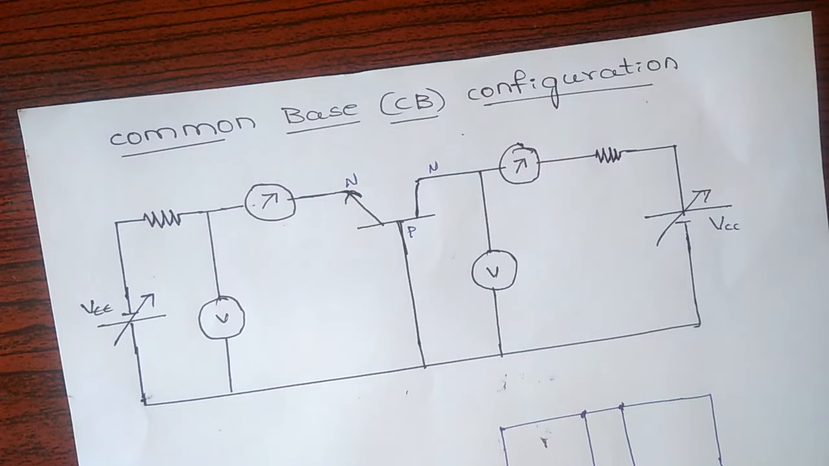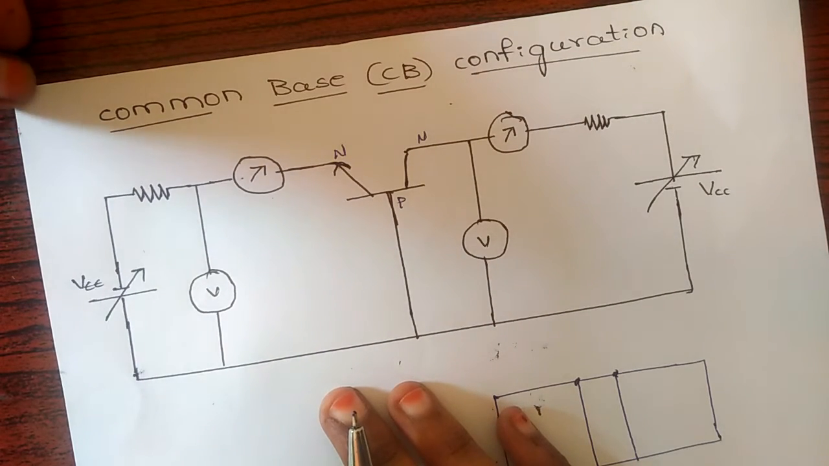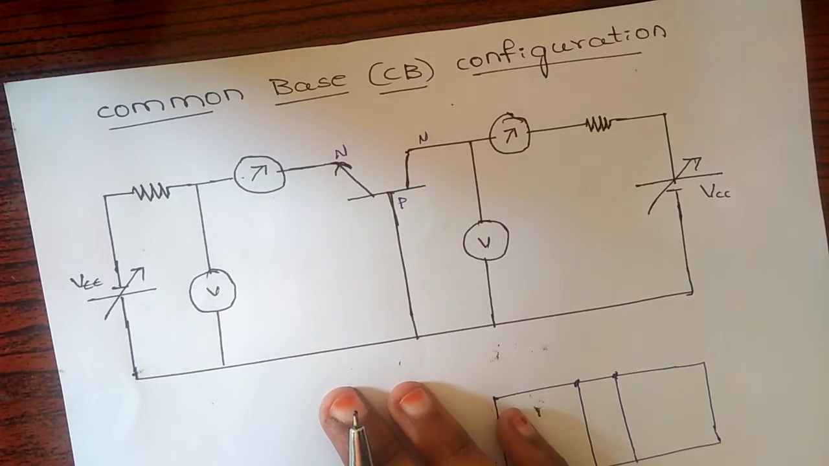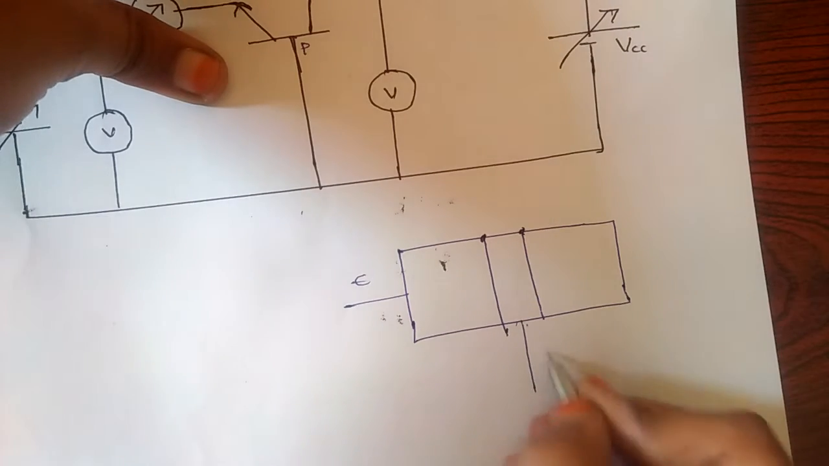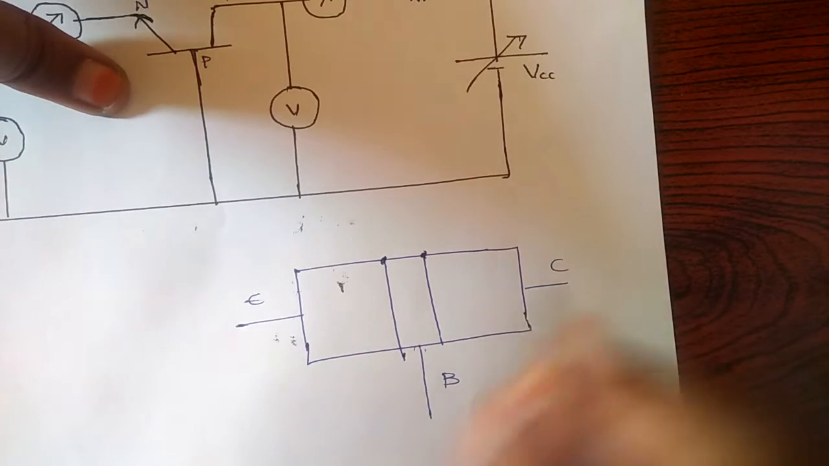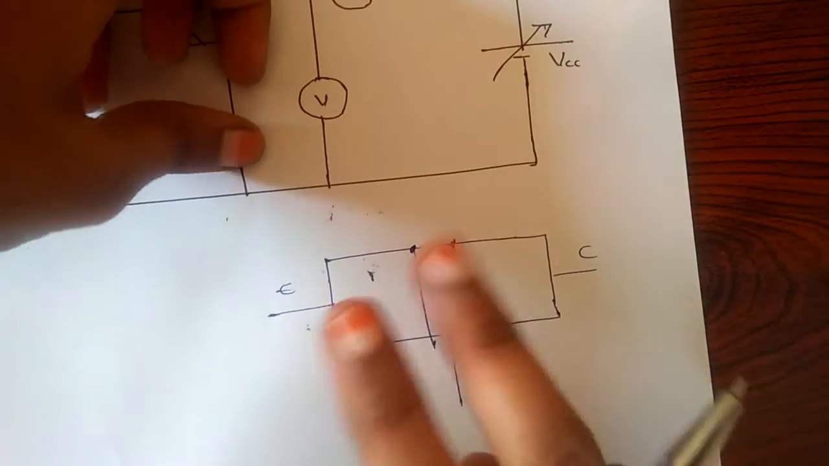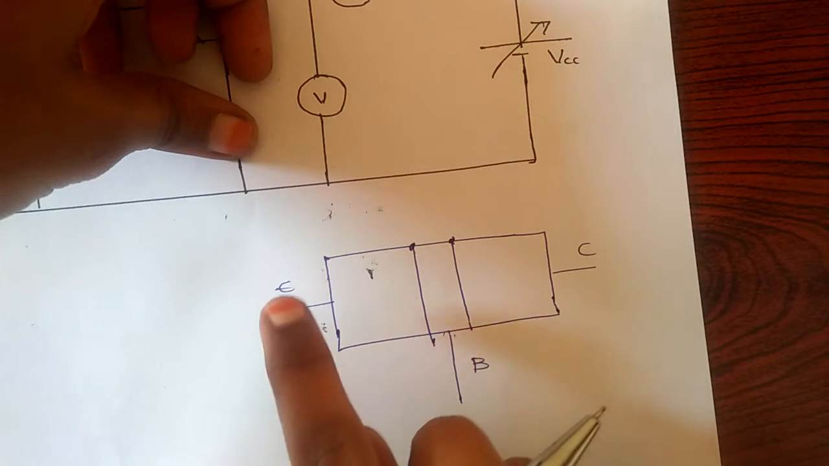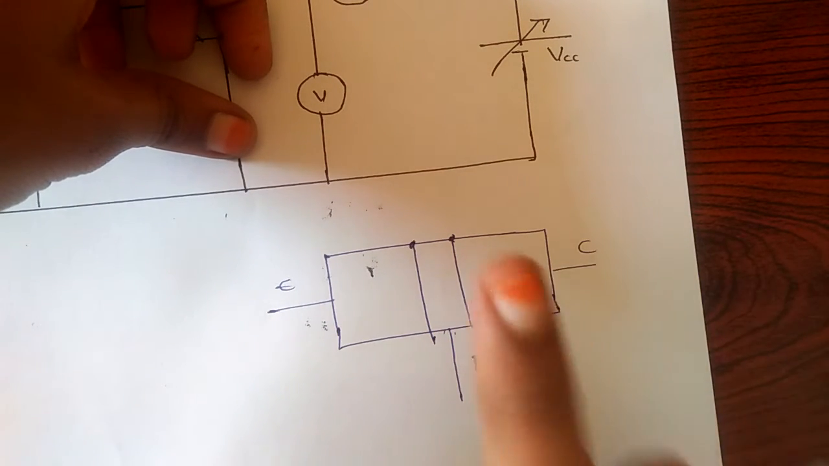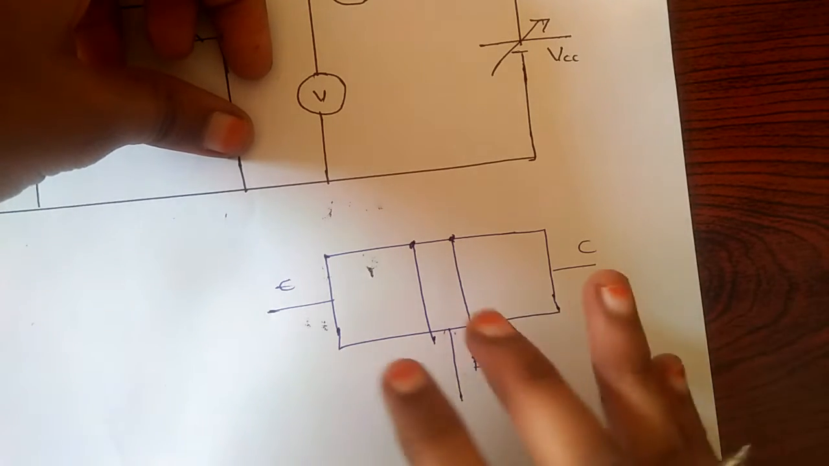Today in this video, let me explain about common base configuration. What is a common base configuration? I'm taking an NPN transistor to explain the common base configuration. A transistor has three terminals: emitter, base and collector. To take input and output characteristics, we want four terminals, two for input and two for output. But we have only three terminals: emitter, base and collector. So we take one terminal as common for both input and output, and then we take the input and output characteristics.